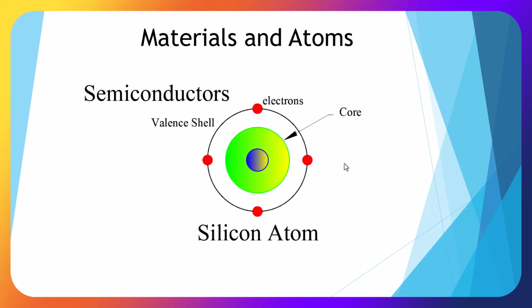Here I'm showing a semiconductor material, this one being silicon, and we have 4 electrons in our valence shell, so this is stable and will not conduct. At this condition, it will not conduct or become a semiconductor until we do some doping.